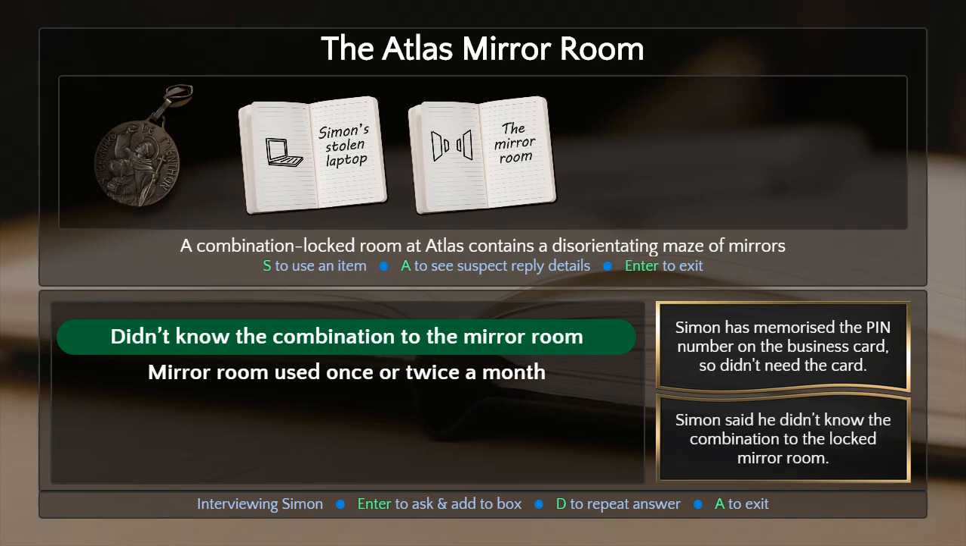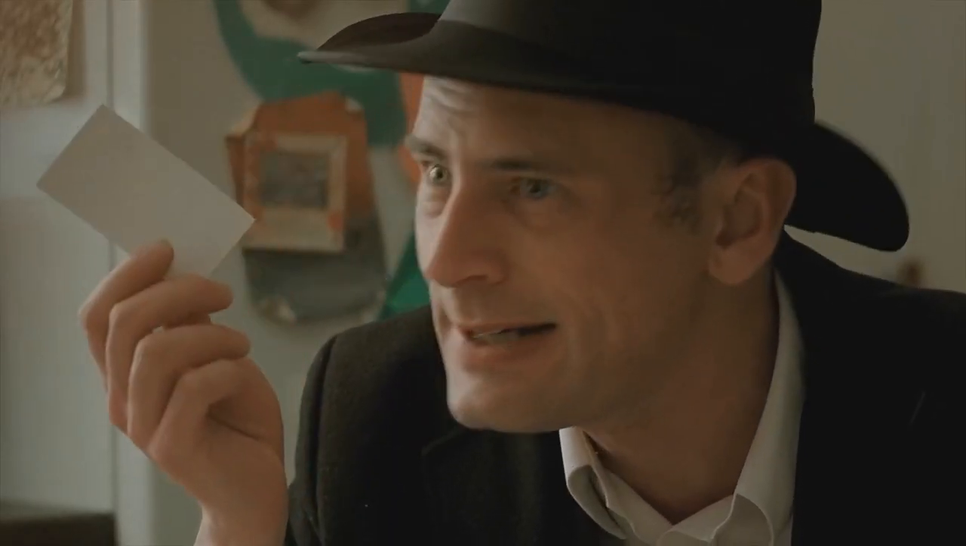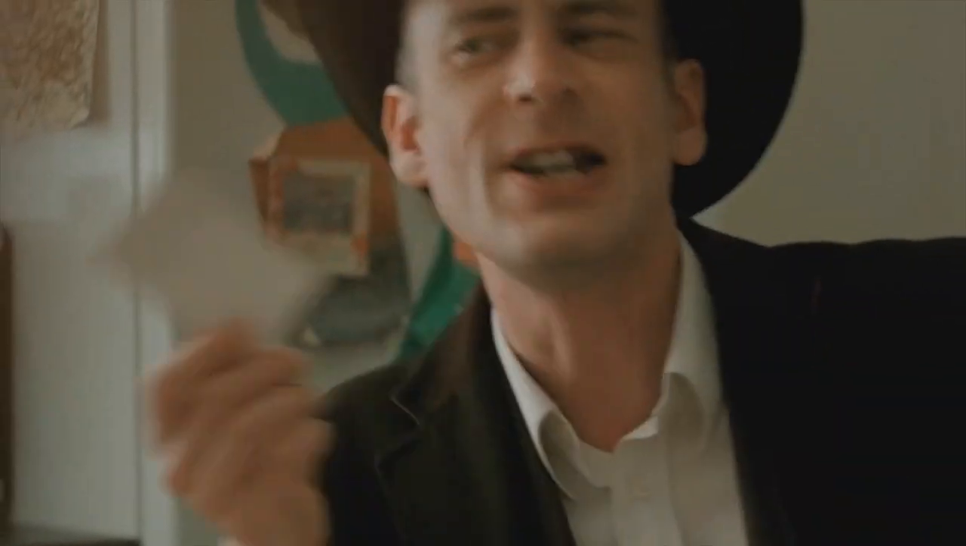Aha. So you didn't know the combination to the locked mirror room? Nope. Except you'd written it down, hadn't you? This is the combination to the mirror room, Simon, that you wrote. It isn't a pin, it's a combination. You see, this sort of thing makes me suspicious, Simon. What were you doing in there that you didn't want anyone, including me, to find out?